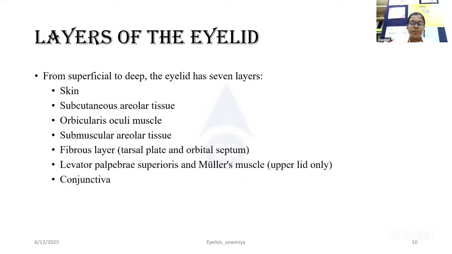Layers of the eyelid. From superficial to deep, the eyelid has 7 layers. Skin, subcutaneous areolar tissue, orbicularis oculi muscle, submuscular areolar tissue, fibrous layer (tarsal plate and orbital septum), levator palpebrae superioris and Müller's muscle (upper lid only), conjunctiva.